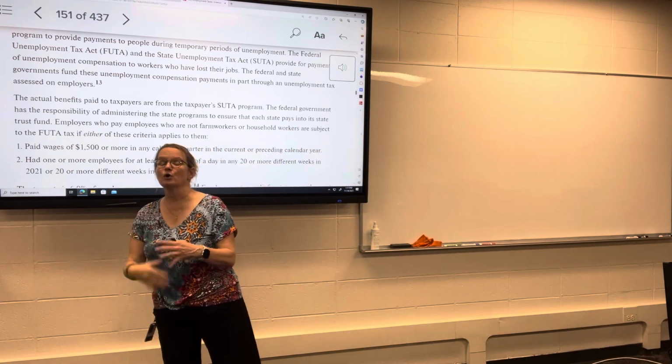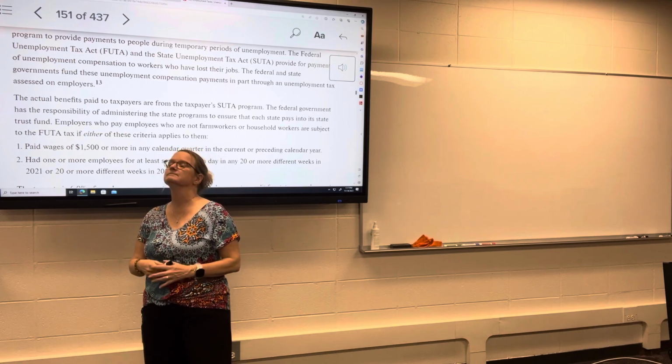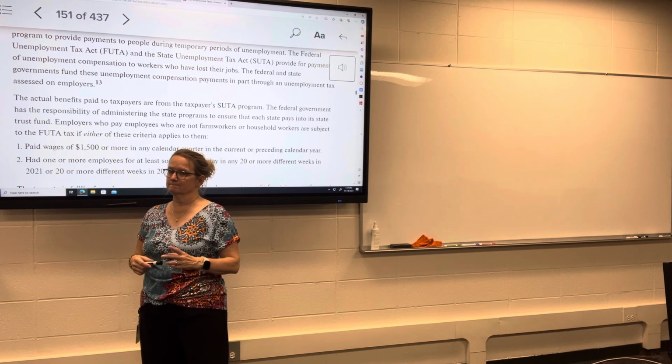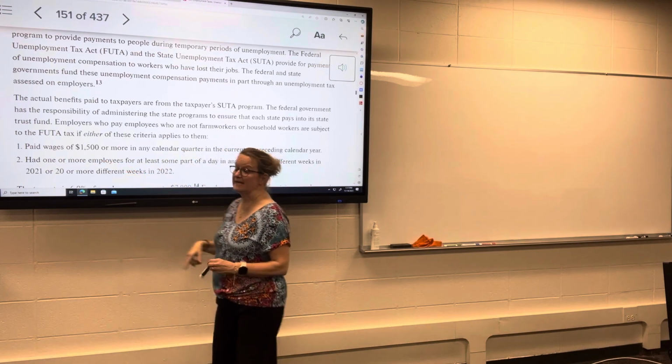So, no, if they didn't pay any wages, then they don't owe anything. But if they do, even if it was only like $100 in wages, they would still pay it, if they meet this criteria.